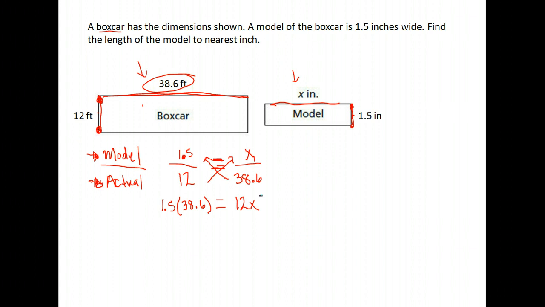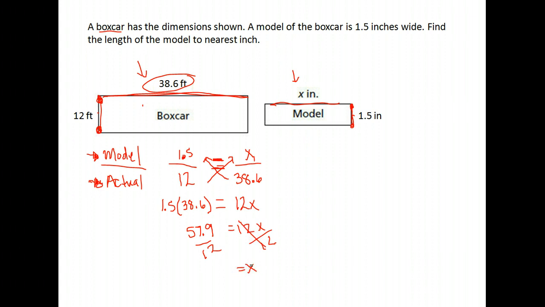So we take our 1.5 times our 38.6, and I get 57.9. Equals 12x. We finish this out. We have 12 times x. We want to solve this equation for x. So we do the opposite and divide both sides by 12.